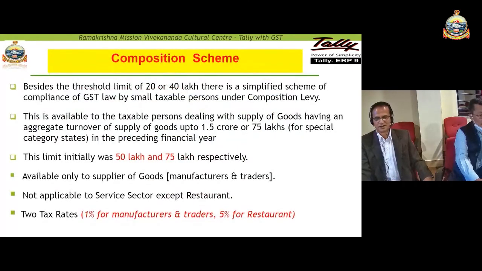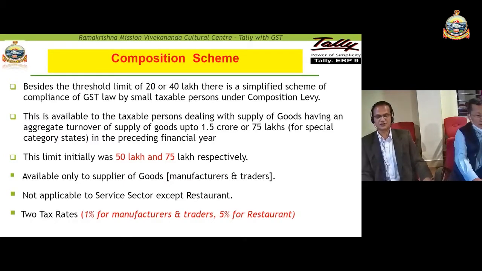Now, besides this threshold limit of 20 lakhs or 40 lakhs, there is a category which is called the composition scheme. After crossing the threshold limit of 20 lakhs or 40 lakhs for supply of goods, one has to take registration, and invariably has to take a registration for supplying services. Even if it is intrastate, within the state, they also have to take it.